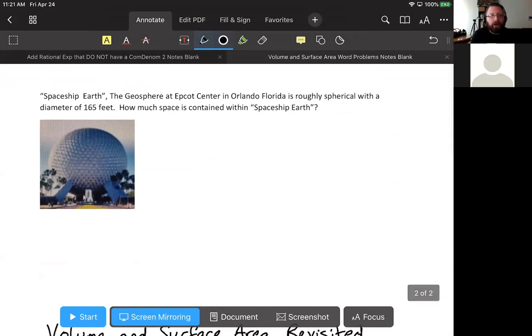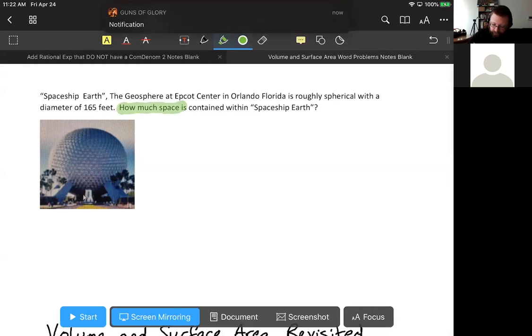Spaceship Earth. You may have heard of Spaceship Earth before. Yes, it will be on YouTube when we are done. Spaceship Earth is a geosphere at the Epcot Center in Orlando, Florida. It is not really a sphere, but it's almost a sphere. It has a diameter of 165 feet. This problem is asking us how much space is contained within Spaceship Earth. So, as soon as we see those words, that should tell us that this is a volume problem.